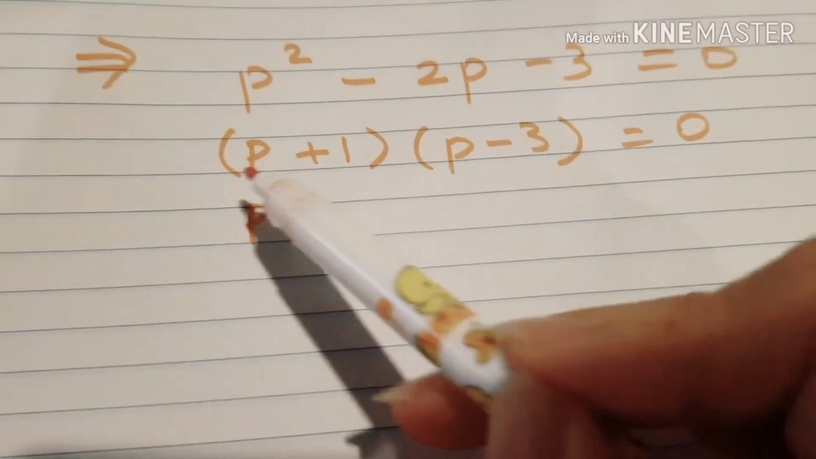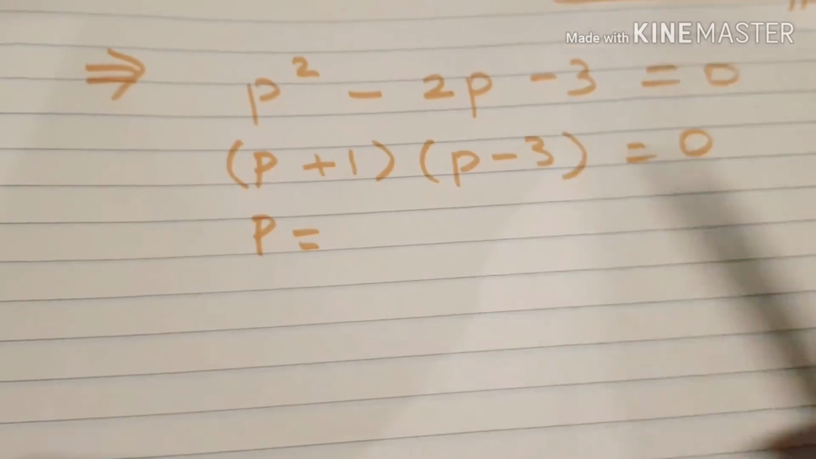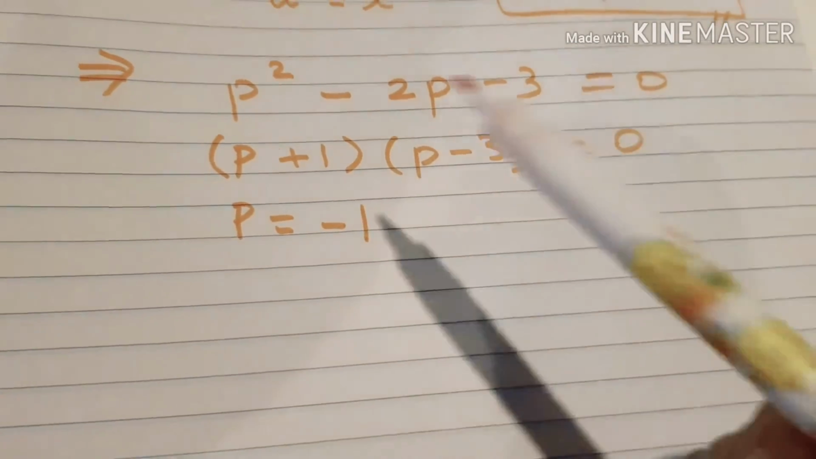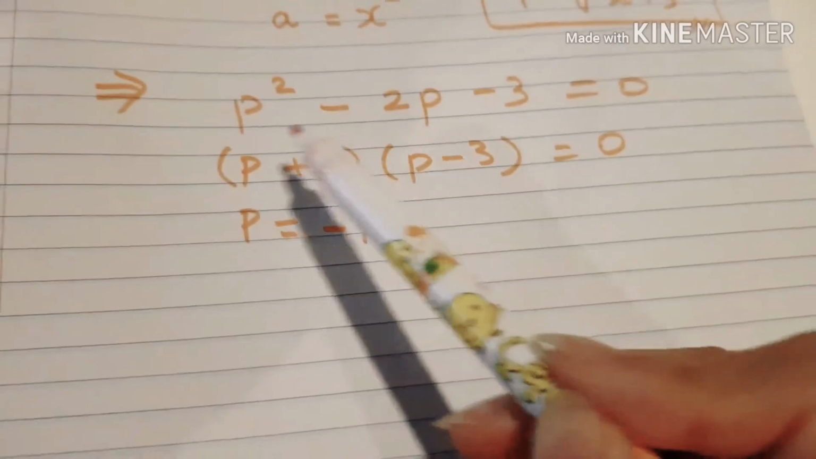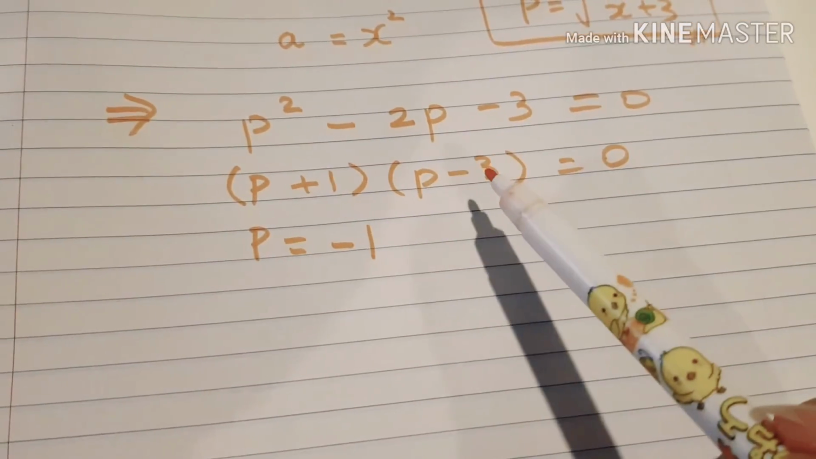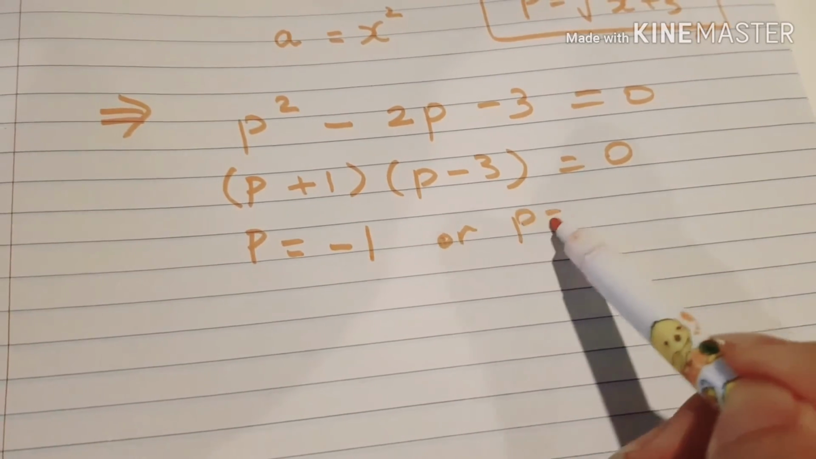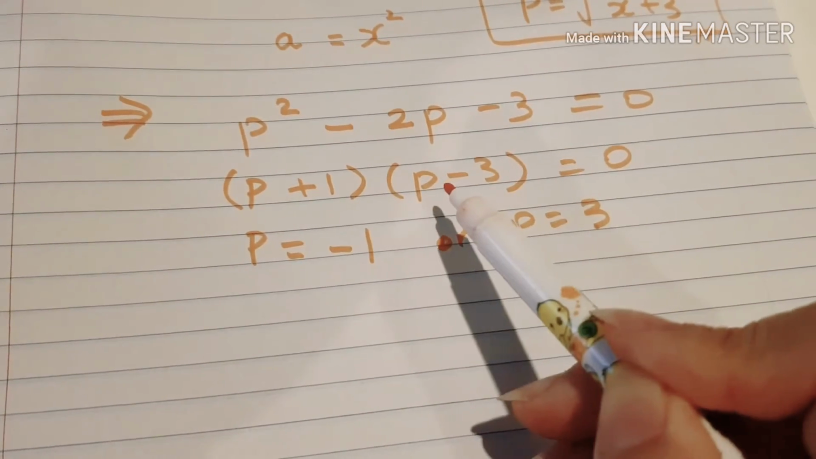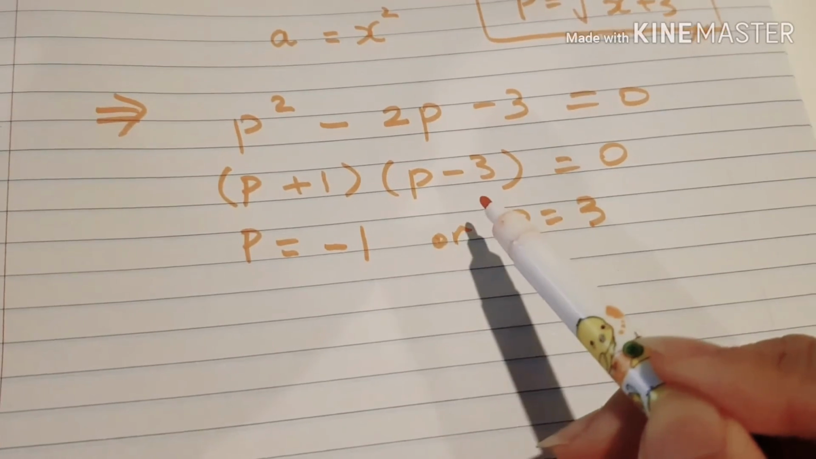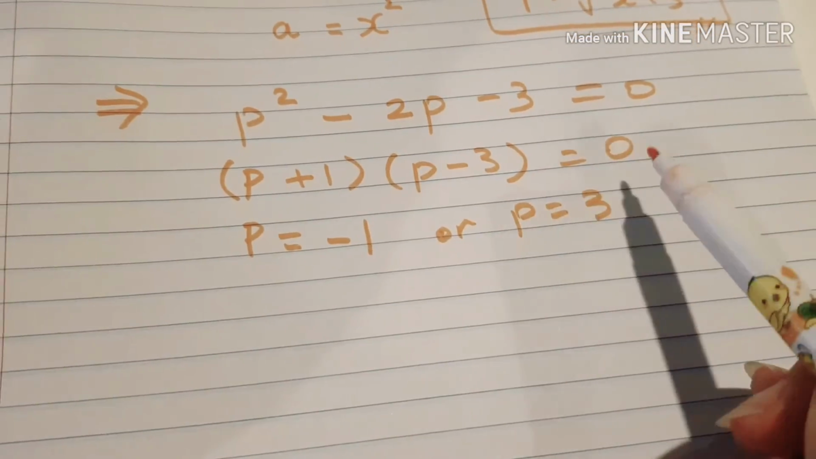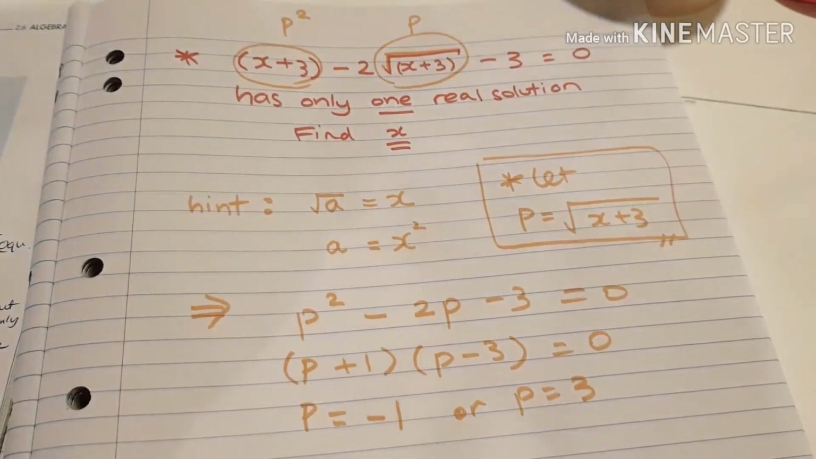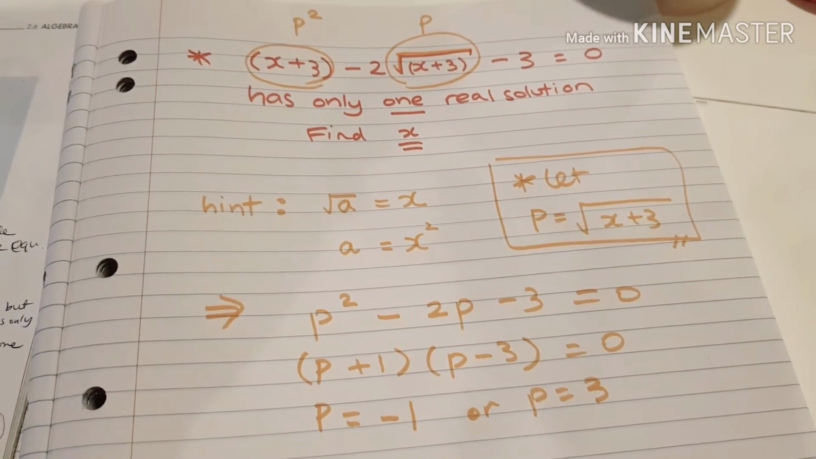We learned how to solve these. p will be -1, because if I put -1 there, it's going to be 0, and 0 times whatever will be 0. Or p has to be 3, because if I put 3 there, it's going to turn into 0. 0 times whatever the number, it will be 0. Am I finished? No.